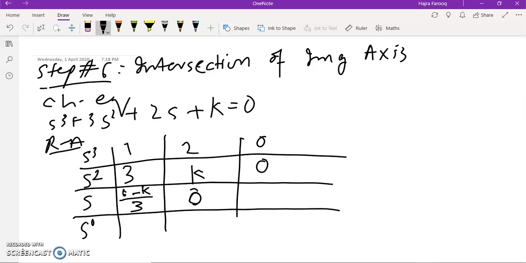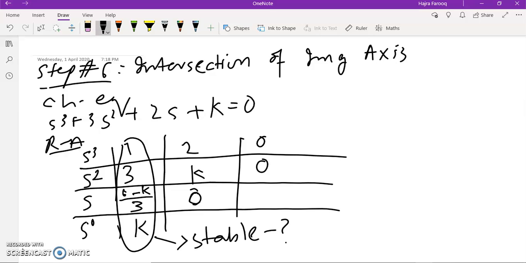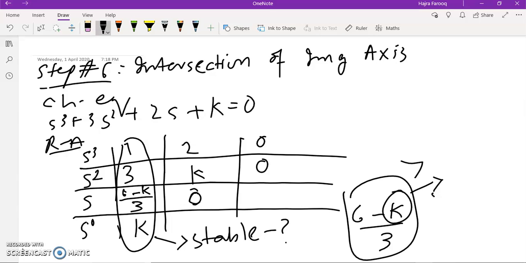Okay, and for s power 0, as you can see in the characteristic equation, the s power 0 coefficient is k, so you will just write it over here. Next, for what value of k will this system be stable? This will be stable only when 6 minus k over 3 is greater than 0, and that will be obviously when k is less than 6.